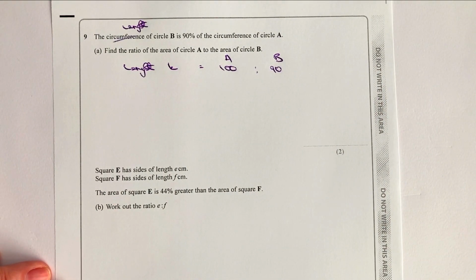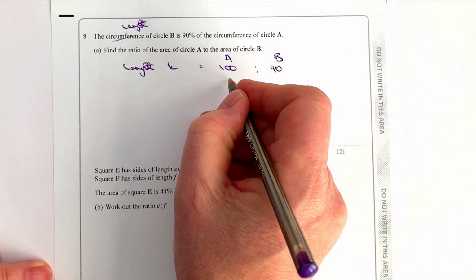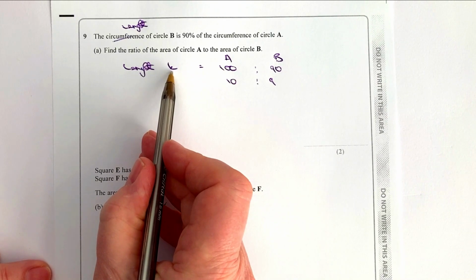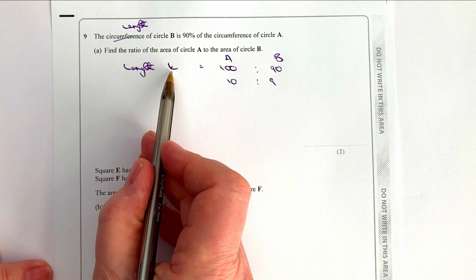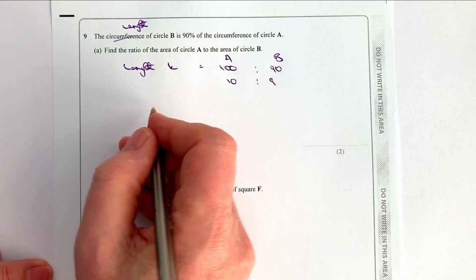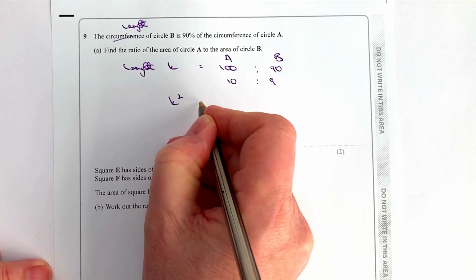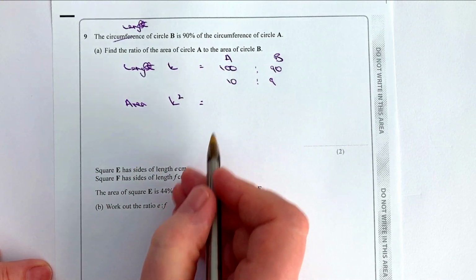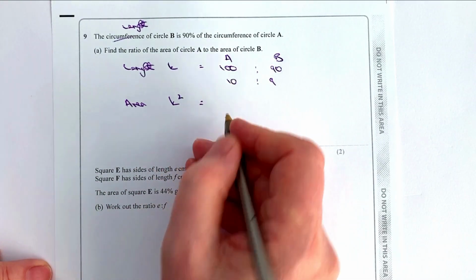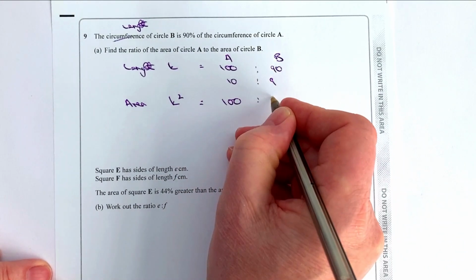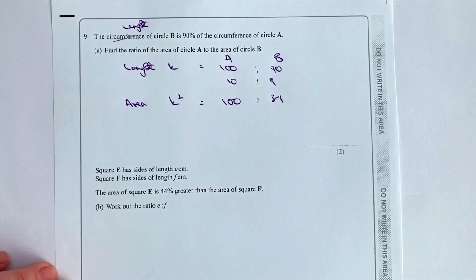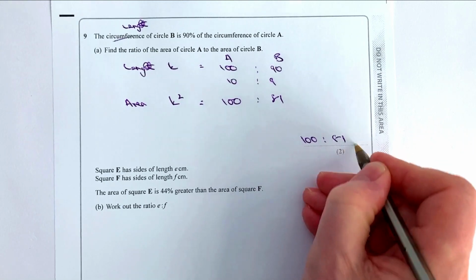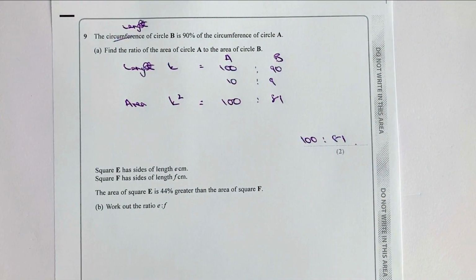Now, if I reduce that to 10 to 9, that's still this length K. It's the scale factor. Let's look at what happens when we get K squared, which is the area scale factor. Well, we K squared this, which is going to be 100, and this, which is going to be 81. And actually, that's the answer to that particular question. It's a ratio of 100 to 81.